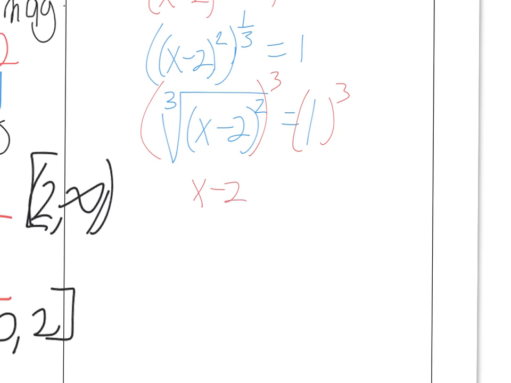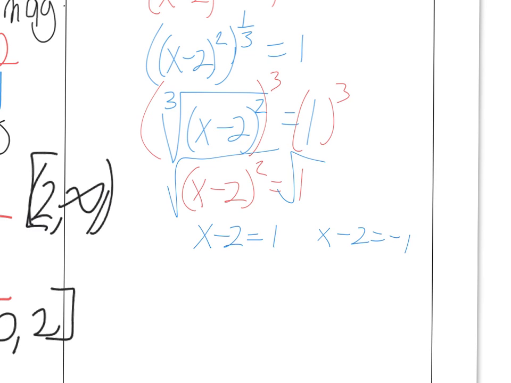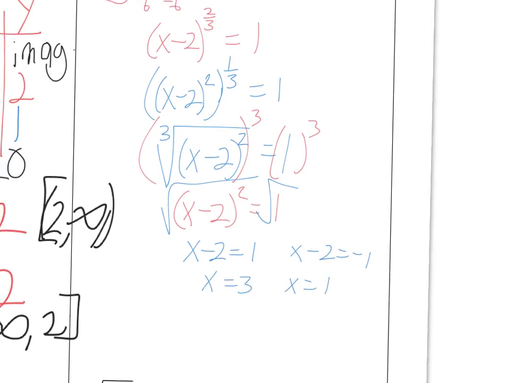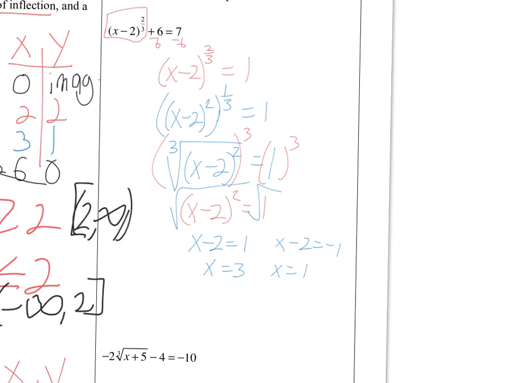And (x minus 2) squared to the 1/3 is 1, cubed, is 1. And then I've got to take the square root of both sides. Square root, square root. x minus 2 is equal to plus 1, and x minus 2 is equal to minus 1. That means x equals 3 and x equals 1. Let's plug these back into the original equation to make sure they're not extraneous.